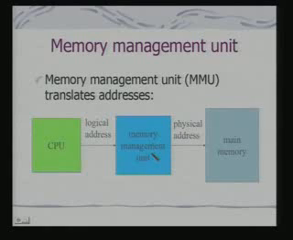Conceptually, the memory management unit lies between the CPU and main memory. When an instruction is executed, the addresses that the CPU generates for accessing instructions or data are logical addresses. These logical addresses are received by the memory management unit, and the memory management unit translates each logical address to a physical address, and these physical addresses are addresses of the main memory locations from where the instructions or data are actually fetched.